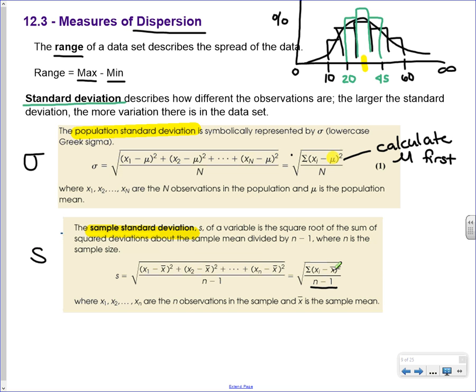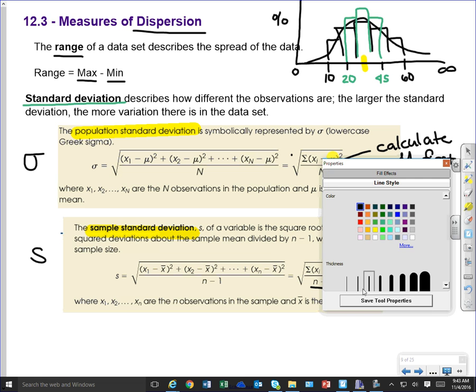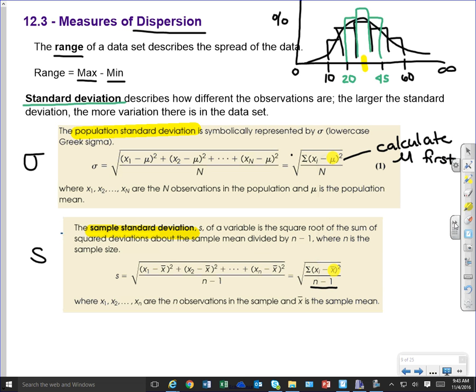And you see we pretty much do the same thing. Of course, we're using an x bar here because we're coming from the sample. So we don't have a mu anymore. We'd have an x bar. We do the same operation. The only thing that's a little different is that we divide by n minus 1 instead of n. And that's because we're dealing with a sample and not a population. And I don't go too far into why that's true, but that is the reason.